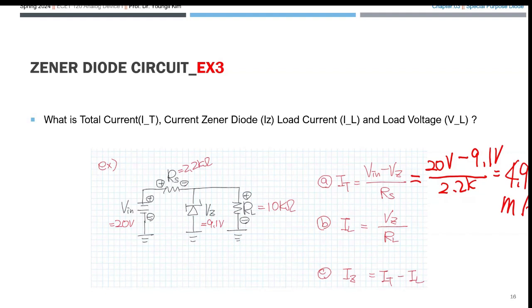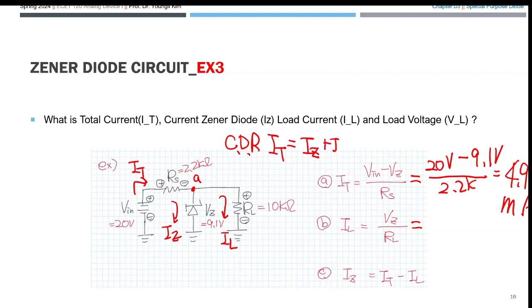Okay, so question 2, very important. So what is I sub L? What does that mean? It's like this one. From the junction, entering junction A is I sub T, and leaving A it splits into 2 currents. This is the current divider rule. I hope that you can check. To remind you from your DC circuit, the entering current I sub T should be equal to the leaving current at the junction, I sub Z plus I sub L.